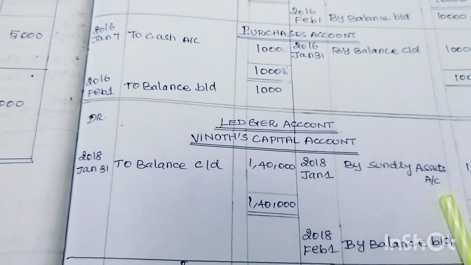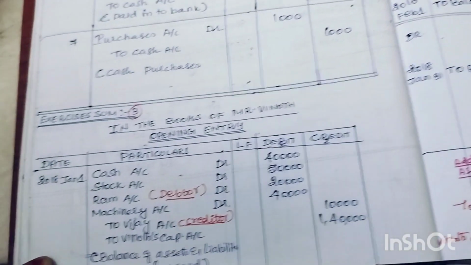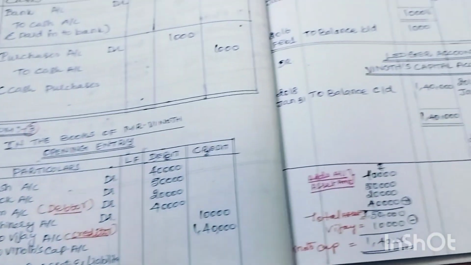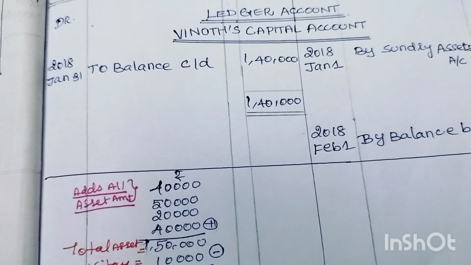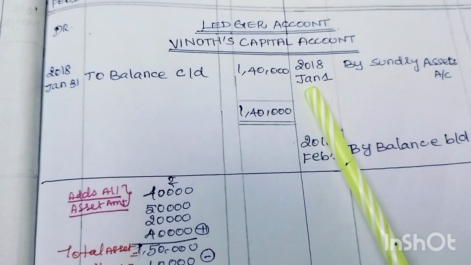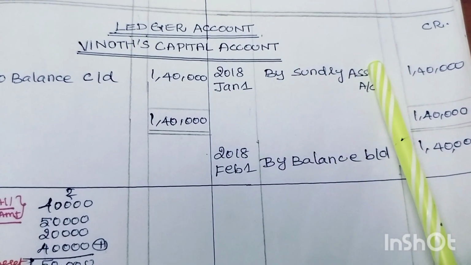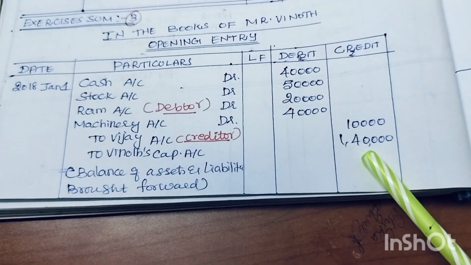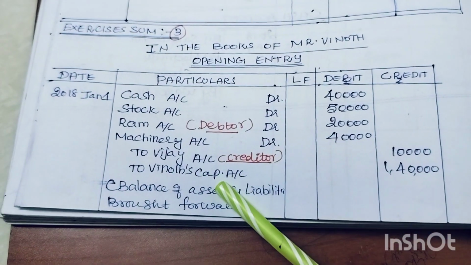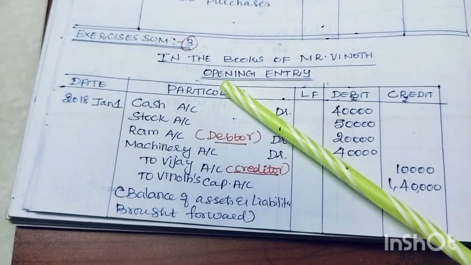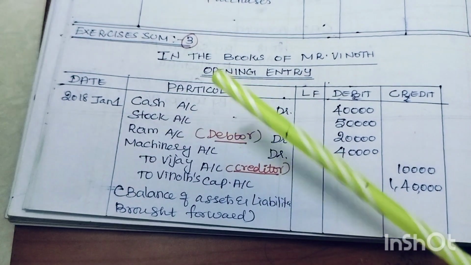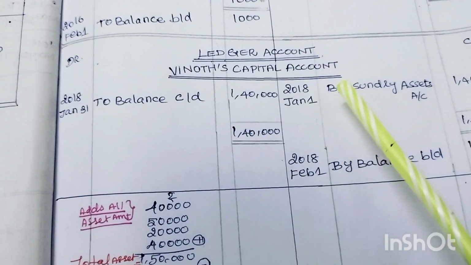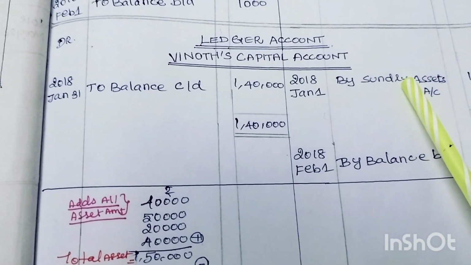Okay. Then we go to credit side. Why do we go to credit side? Because Vinod's capital account is on credit side only. We go to credit side on ledger. What is the date? Dated on 2018 January 1, by sundry assets account 1,40,000. 1,40,000 is the Vinod's capital account. What is the opposite account from the Vinod's capital account? All the assets are the opposite account from the Vinod's capital account only. We have to write by sundry assets. Sundry assets means current asset account.